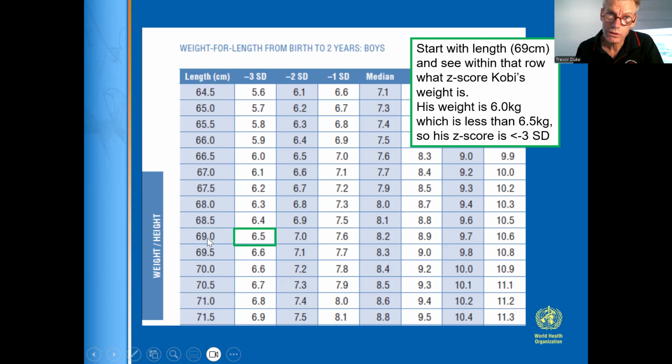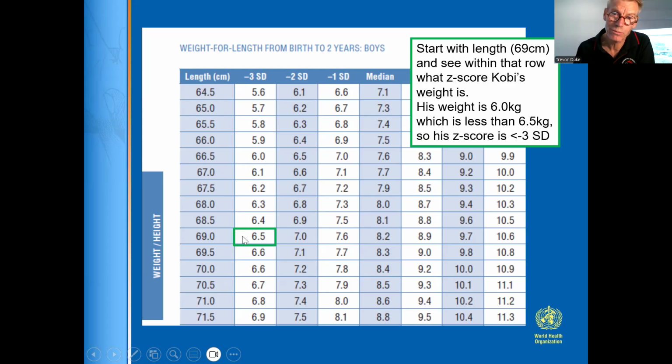To look at this chart, his length was 69 centimeters, and his weight was 6 kilos. So you start with 69 centimeters and then move across, and you can see the 3 standard deviations, 2 standard deviations, 1 standard deviation, and what the median is. The average weight for a child of 69 centimeters in length should be 8.2 kilos, and Kobe weighed 6 kilos. So that puts him certainly less than 1, certainly less than 2, even less than 3 standard deviations.